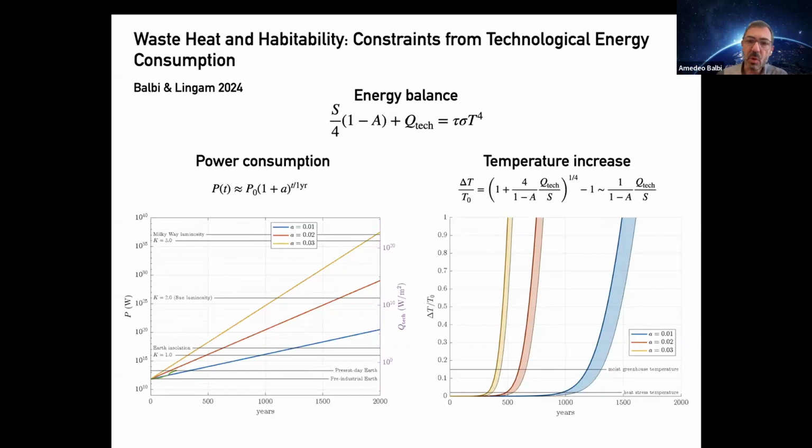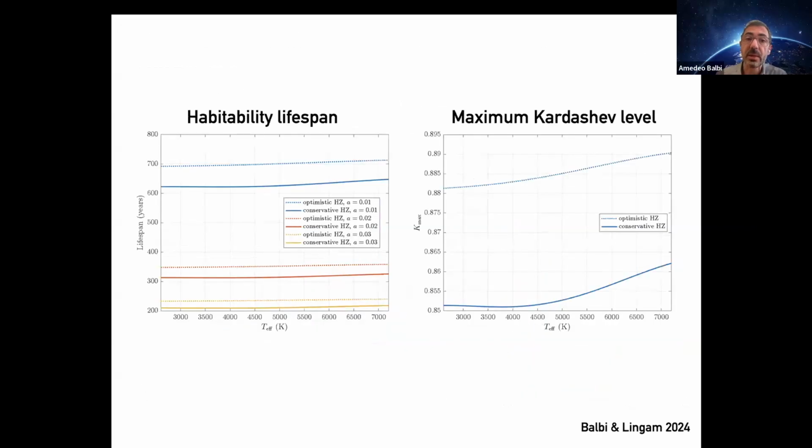But at the same time, you are heating the planet so much that essentially you will not be able to reach this level by remaining on the planetary surface, because the planetary surface will very rapidly, on a time scale which is less than 1,000 years, become uninhabitable. So there is a very short habitability lifespan if you keep growing at the same rate.